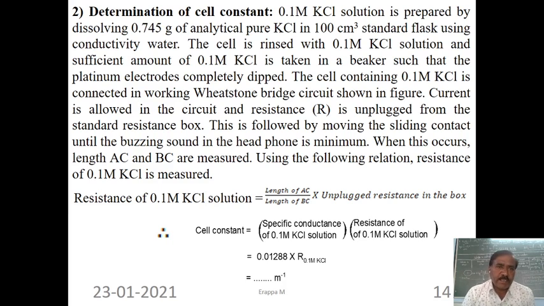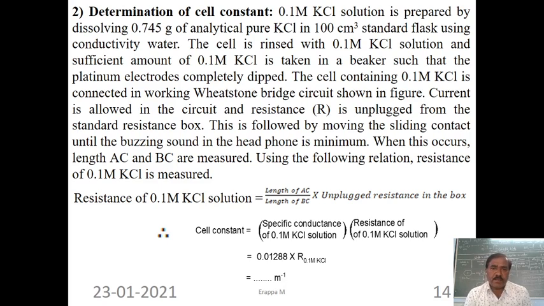Determination of cell constant. For this, you have to prepare 0.1 M KCl solution by dissolving 0.745 grams of analytical pure KCl in a 100 cm cube standard flask using conductivity water. The cell is rinsed with 0.1 molar KCl solution, and sufficient 0.1 molar KCl is taken in a beaker such that the platinum electrodes are completely dipped.